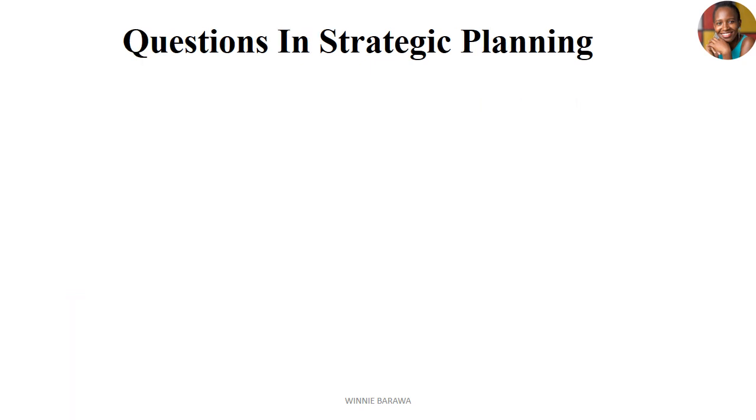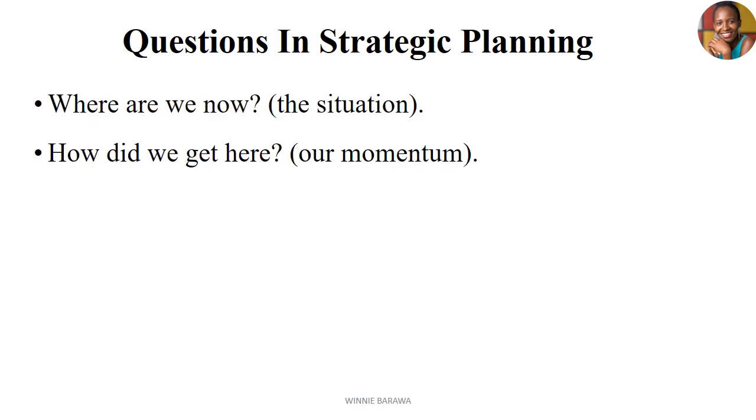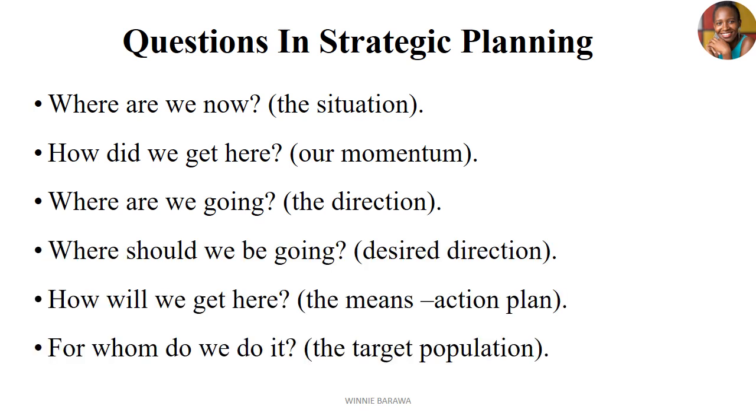And so when you're participating in strategic planning, maybe the question that you may ask yourself is, how do we set off the strategic planning process? So we are told there are certain questions you need to ask yourself as you establish the different key aspects of strategic planning. The first is being able to know the situation, understanding the momentum, understanding the direction, the action plan, and the target population.